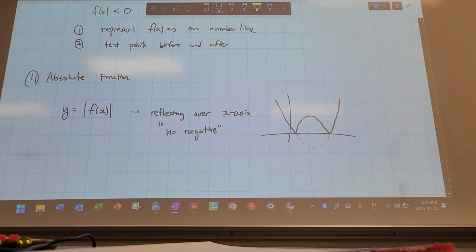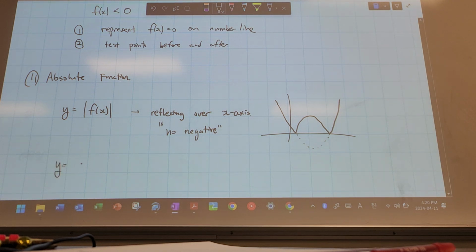And you can do the piecewise function to represent that graph. Yes, you can use the piecewise function too. It's going to be f of x, negative f of x, and f of x. Okay, so that's what the absolute function looks like.